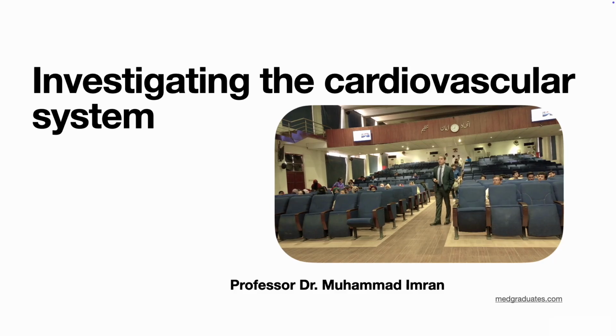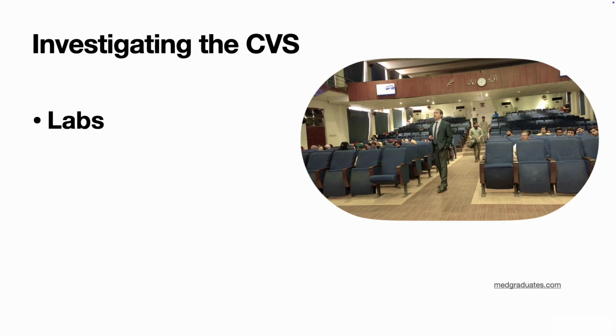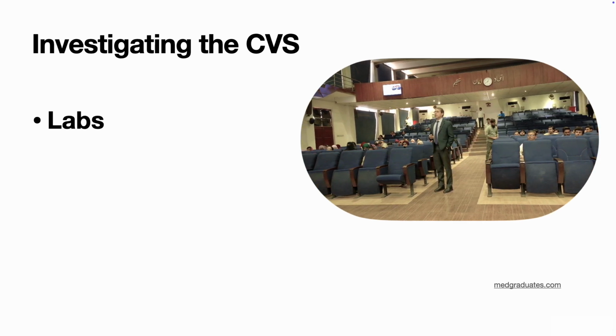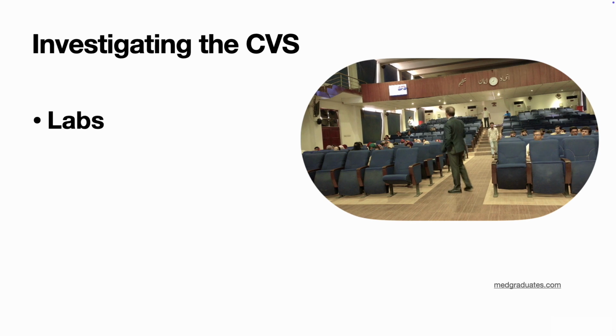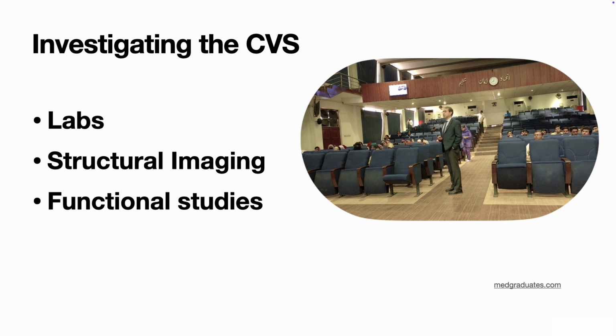Now we see investigating the cardiovascular system. When you investigate, you've got different types of modalities available to help you see what's going on in any given organ system. So you've got labs, structural imaging, and functional imaging in the case of the cardiovascular system. Now, what sort of labs can help in cardiovascular disorders?